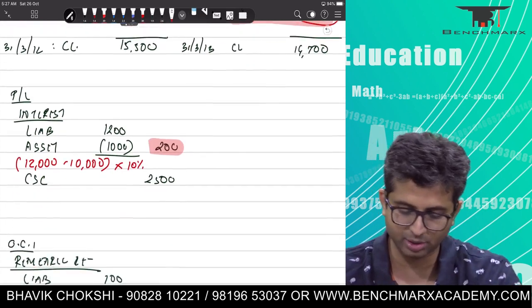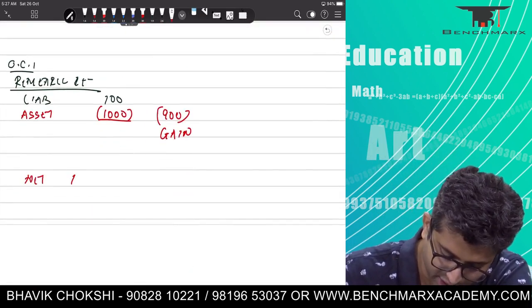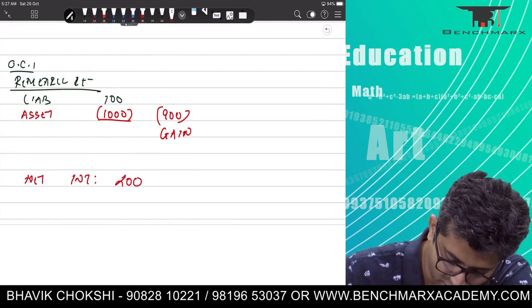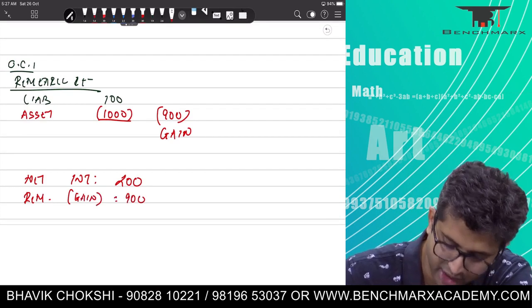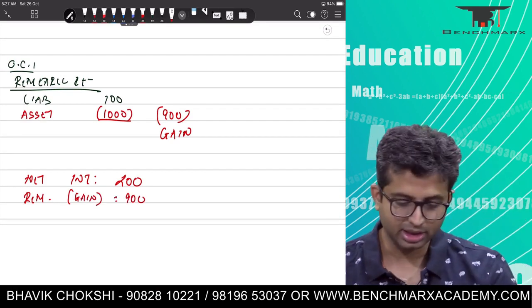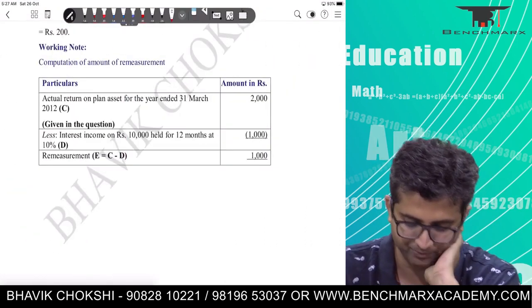So basically what the institute asks you, it asks you to show the net interest. The net interest you have calculated as 200, and it asks you to find the remeasurement. In this case, the remeasurement gain is actually 900. Okay, so that takes care of the important cases which are there in Ind AS 19.